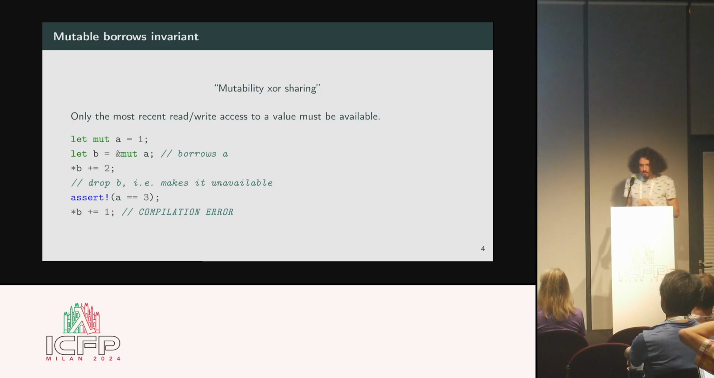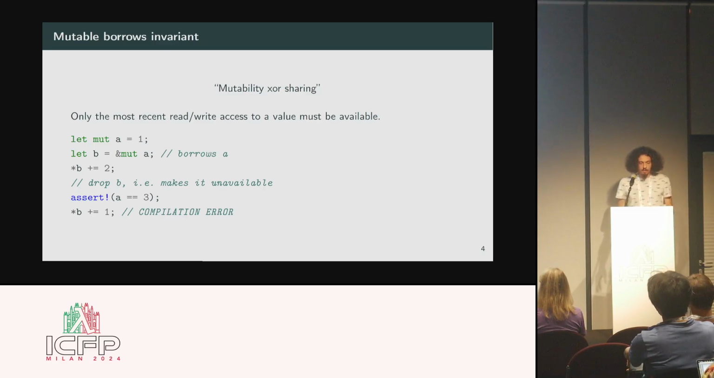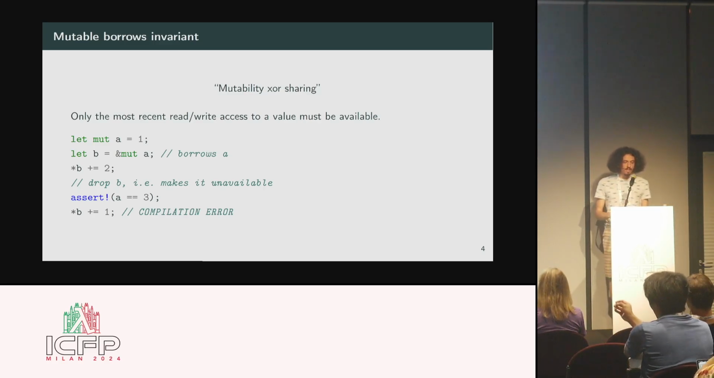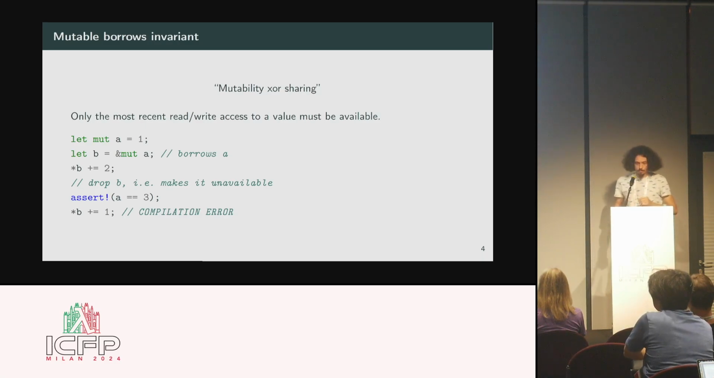We heard this Rust slogan before. This is the invariant, indeed, that we want to maintain during our whole program. And because we only care here about mutable borrows, it means that only the most recent read-write access to a value must be available. For that, I wrote a first program to illustrate this.